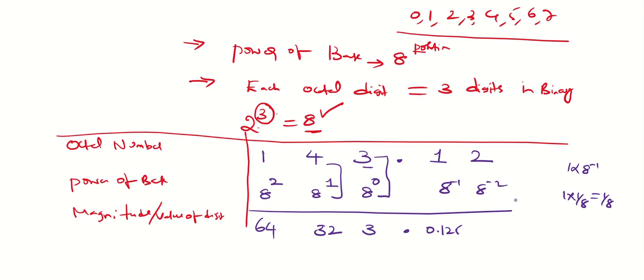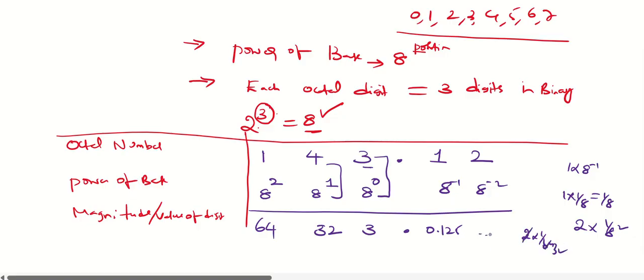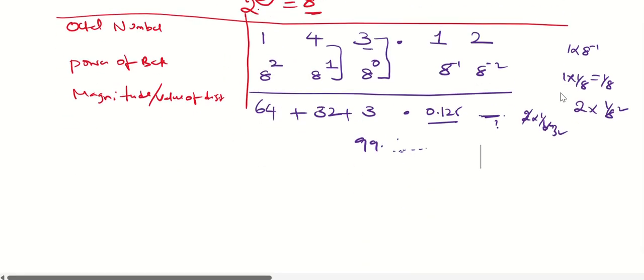Then 2 into 1 divided by 8 square, which you can compute with a calculator to get the value. That is 2 into 1 divided by 64, which means 1 divided by 32, and so on. You can accumulate all the values and get the exact value in decimal. 64 plus 32 is 96, 96 plus 3 is 99 point something. Adding 0.125 and the last term, you can use the calculator and get the value, around 99 point something. This is the decimal value.